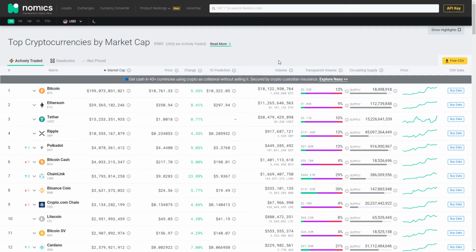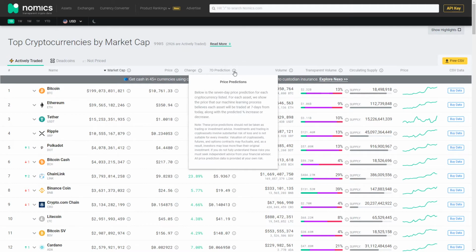Okay, great. So now that we're here, one of the components that we've gotten a lot of questions about is their 7-day predictions. These 7-day predictions can be found on the homepage of the Nomics website. It's right here, this section right here. Hovering over this icon, you can learn a little bit more about the price predictions. But essentially, like I mentioned previously, they use machine learning models to generate these predictions 7 days in advance.